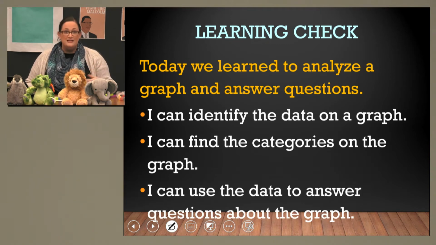Learning check. Today we learned to analyze the graph and answer questions. That means look at the graph, tell what we know about it, and then answer questions. We identified the data, we found the categories, we used the data to answer questions about the graph. Great job today, first graders.